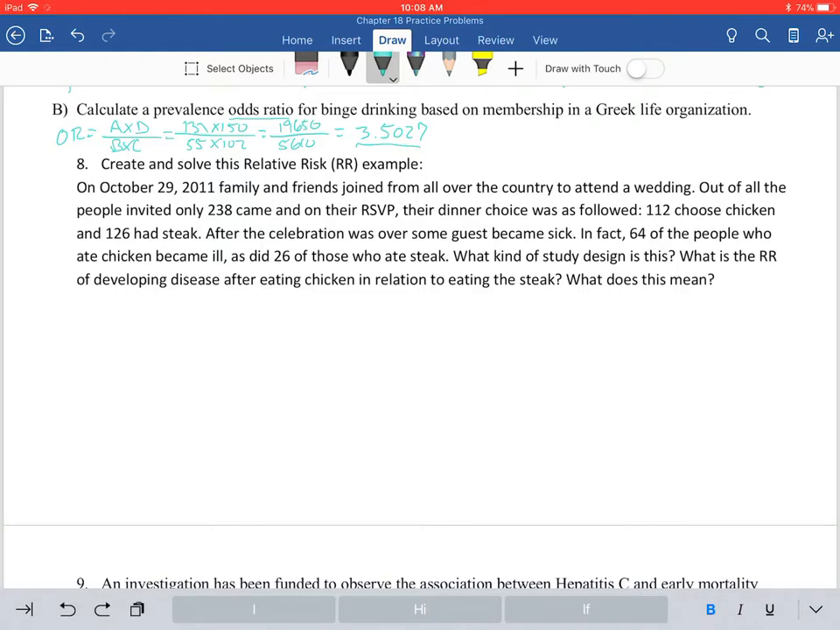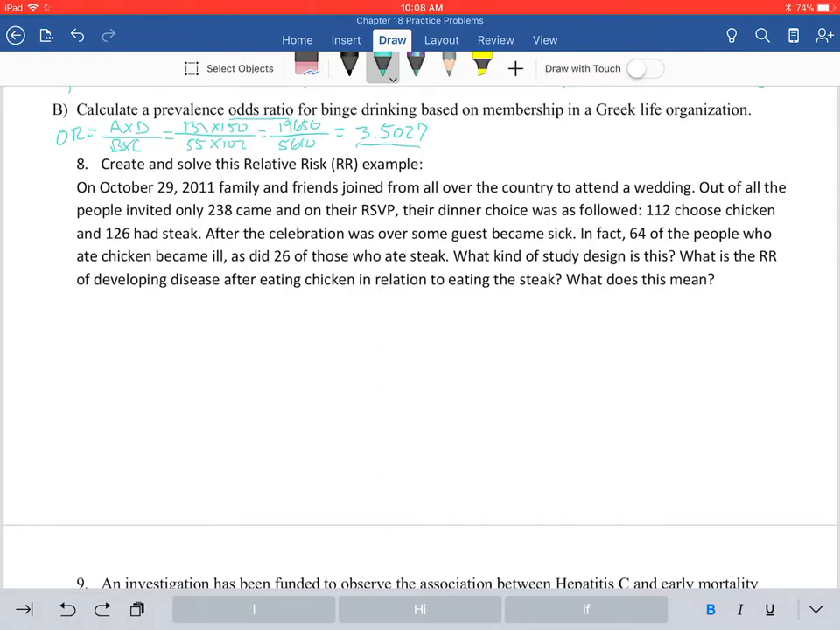That's number 8, and then after number 8, we're going to take a break from this video and start another one. For this one, we have to create and solve a relative risk example. On October 29th, 2011, family and friends joined from all over the country to attend a wedding. Out of the people invited, only 238 came, and on their RSVPs, their dinner choice was as follows. 112 chose chicken, 126 had steak, and after the celebration was over, some guests became sick. In fact, 64 of those people who ate chicken became ill, as did 26 of those who ate steak.